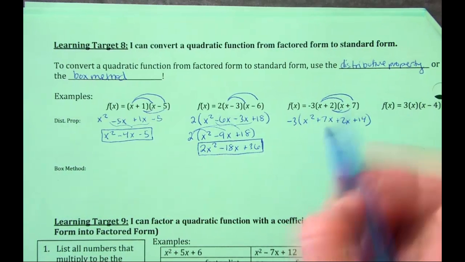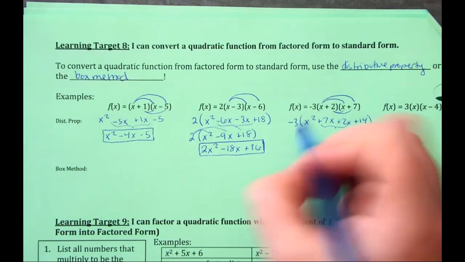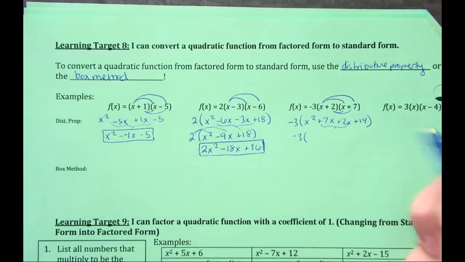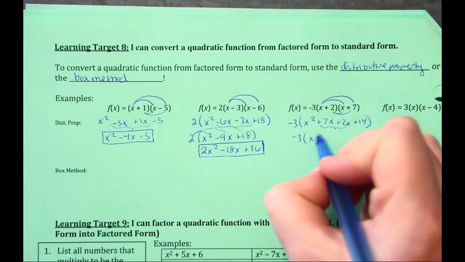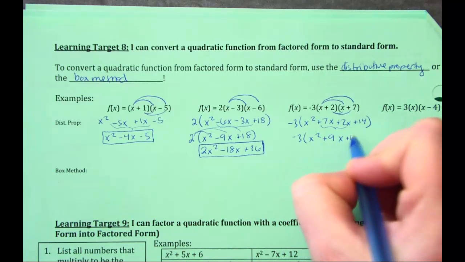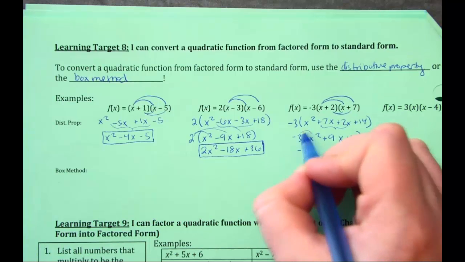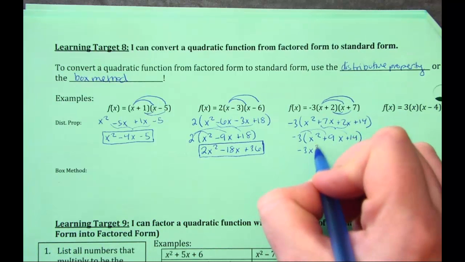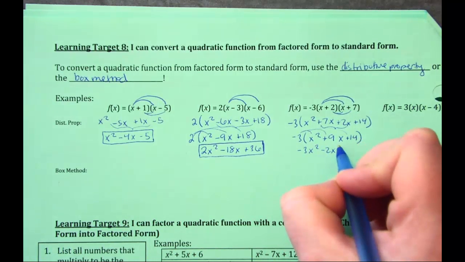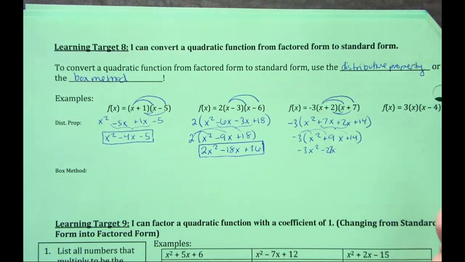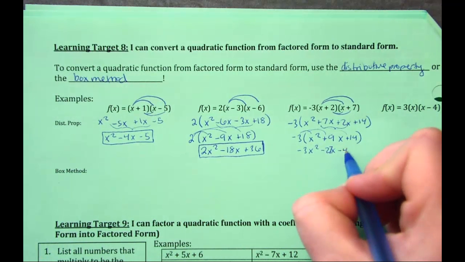And then we're just going to combine those two middle ones. So we have x squared plus 9x plus 14, which, if you multiply everything by the negative 3, is going to be negative 3x squared minus 27x minus 42.